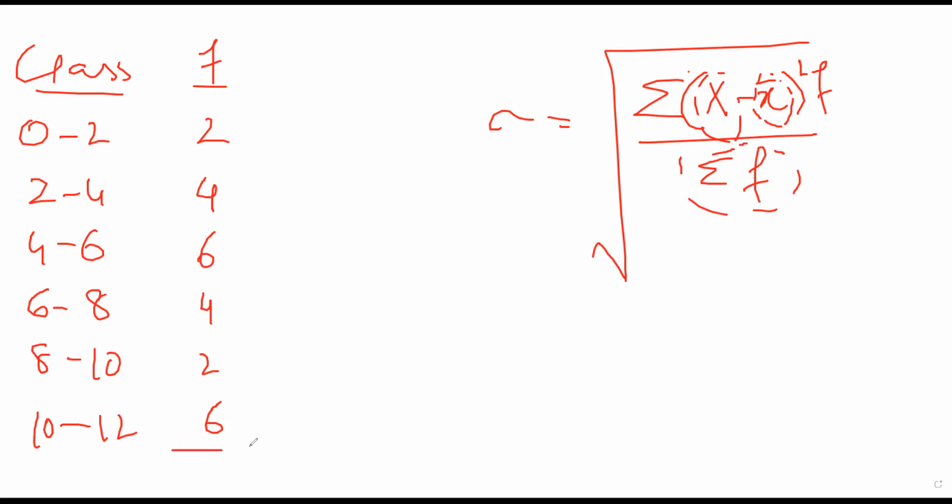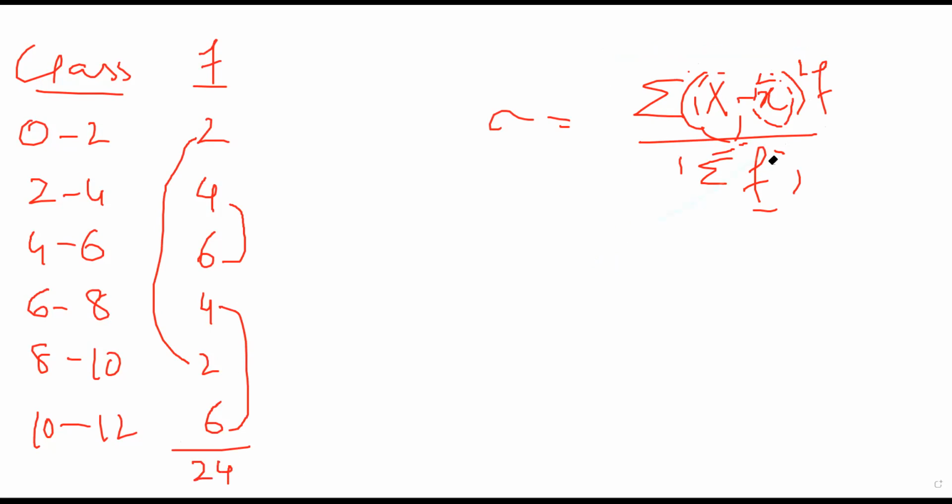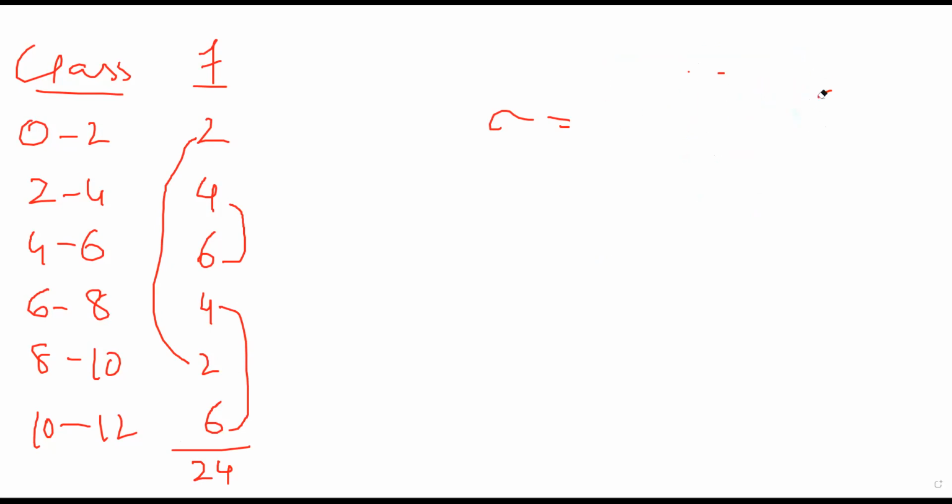So total frequency, I can find it like this. This is 10, this is 10, and this is 4. So my total frequency is 24. Right, now first finding midpoints. Capital X is 0 plus 2 by 2, 2 plus 4 by 2, 4 plus 6 by 2, and so on. So 1, 3, 5, 7, 9 and 11.